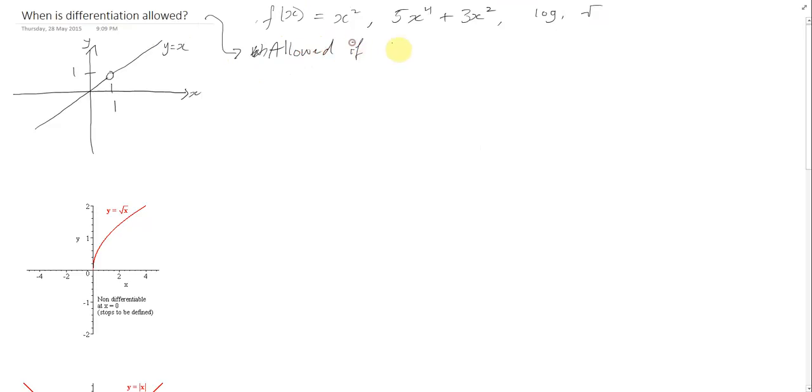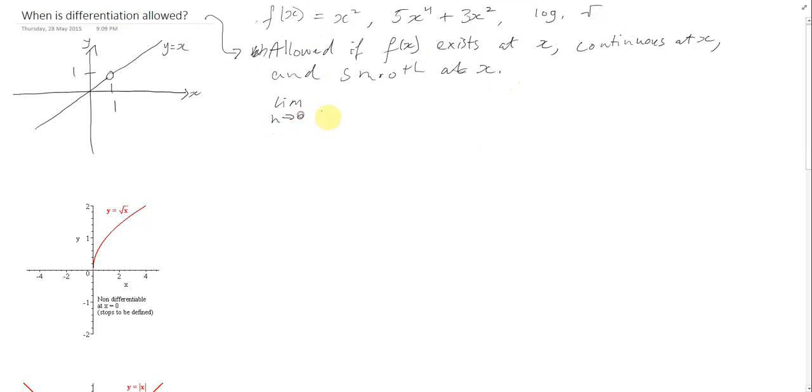It's allowed if f of x exists, if f of x actually exists at the point you're talking about. If it exists at x, it also must be continuous, and I'll talk about what that means, continuous at x. And lastly, it also must be smooth at x.